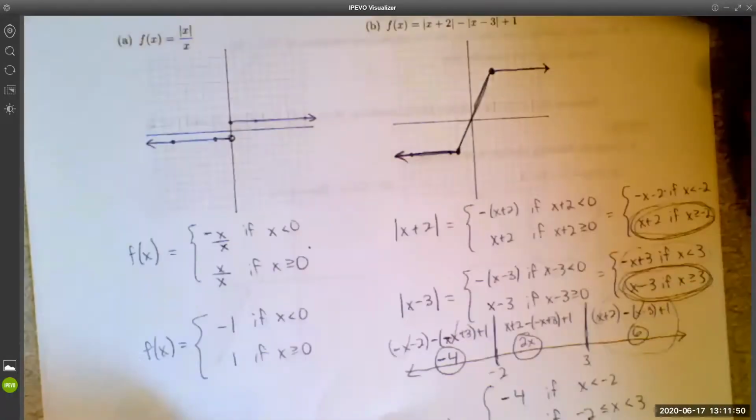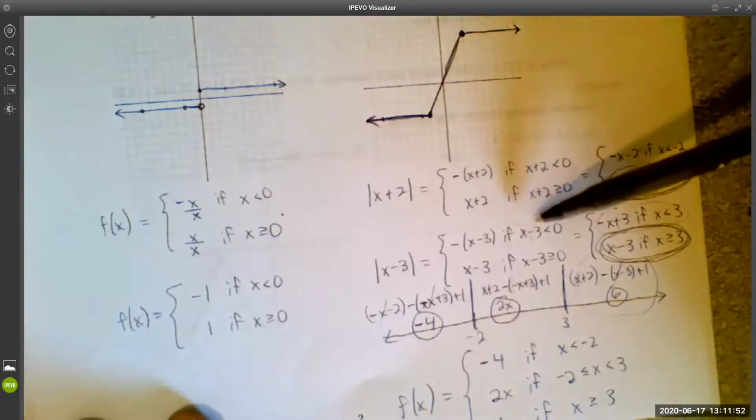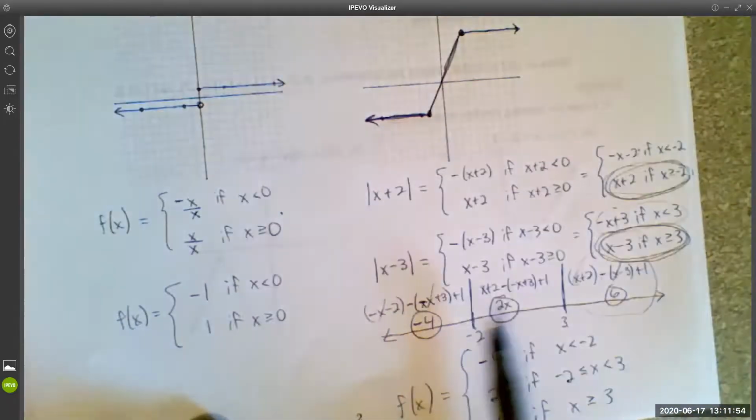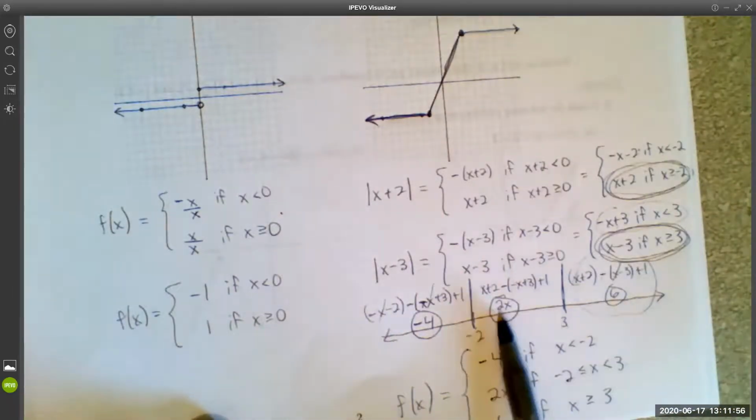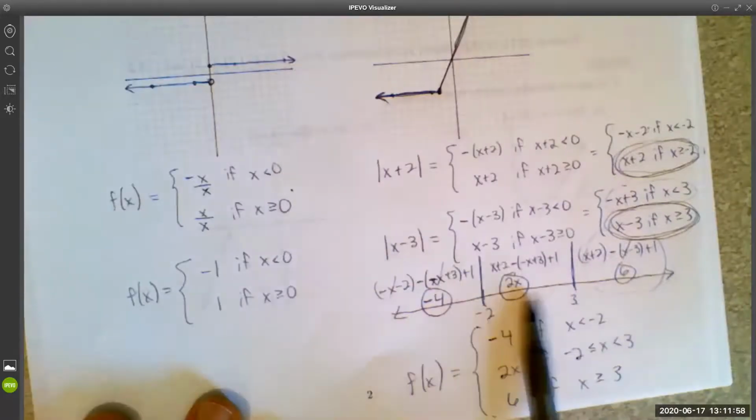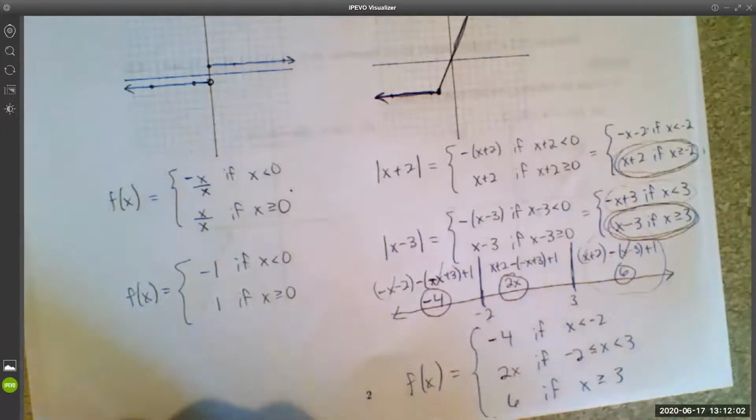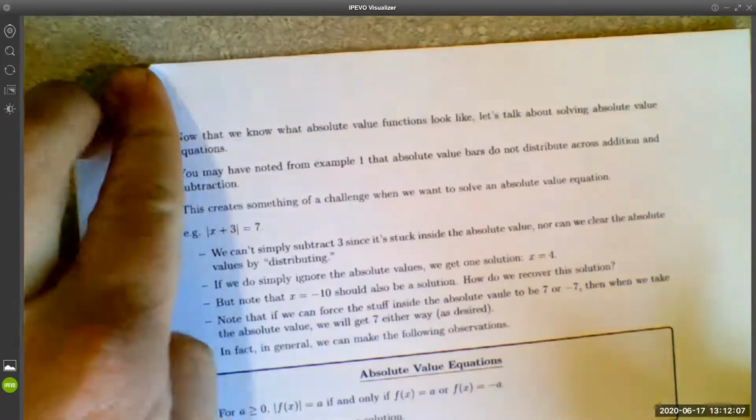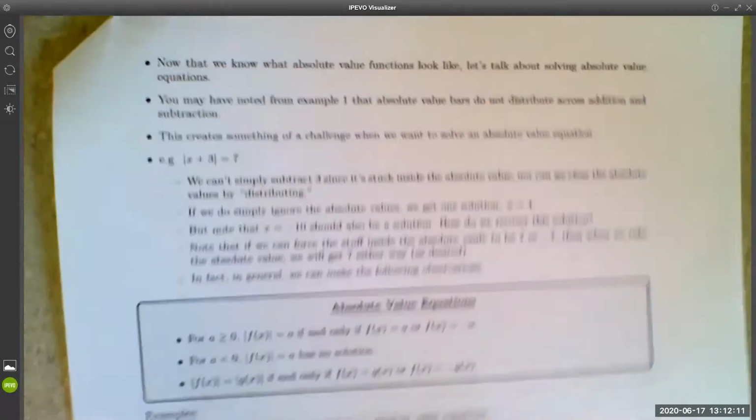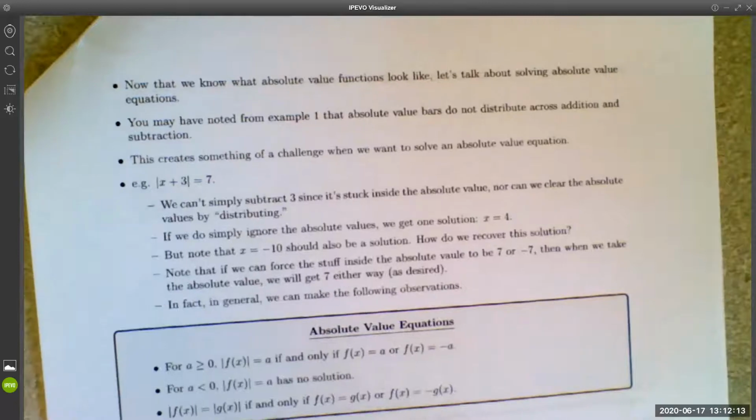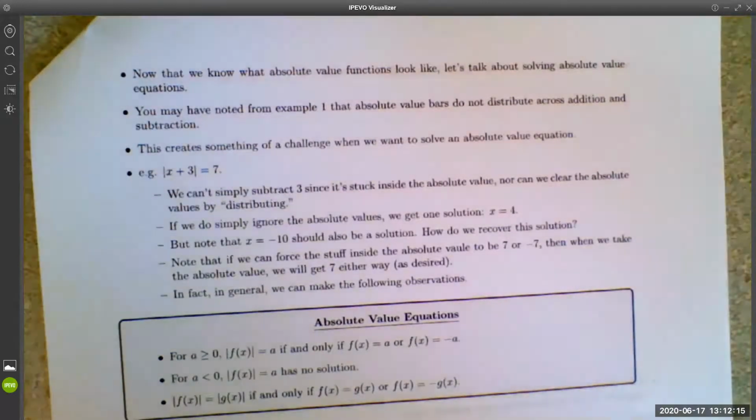So that's the idea there, right? You use these piecewise definitions to figure out what the function value is in each of the resulting regions, right? Okay. So that's how we would graph absolute value functions. Let's talk about solving some absolute value equations. So we're going to start off fairly simple.